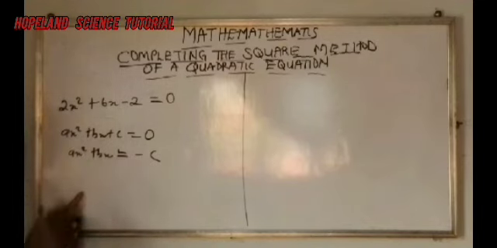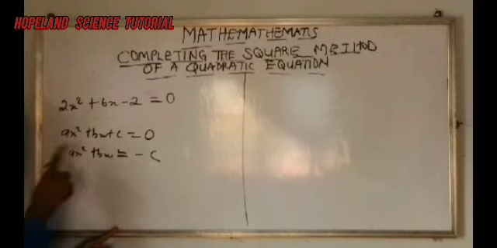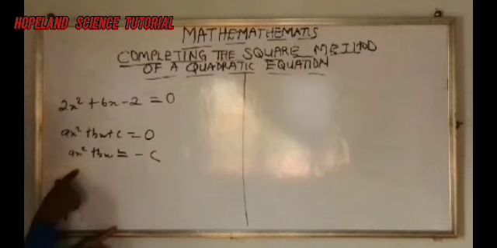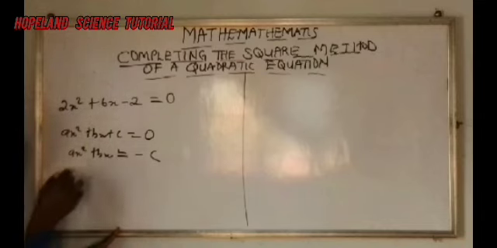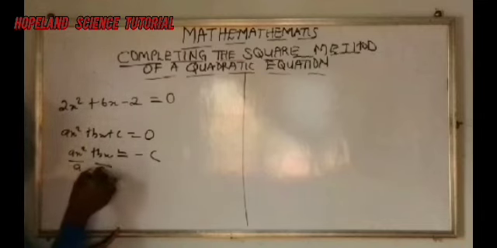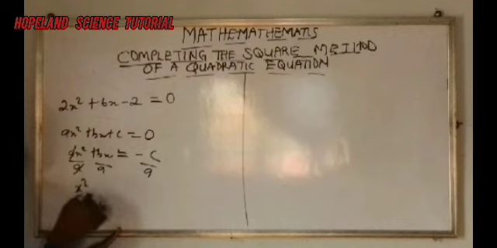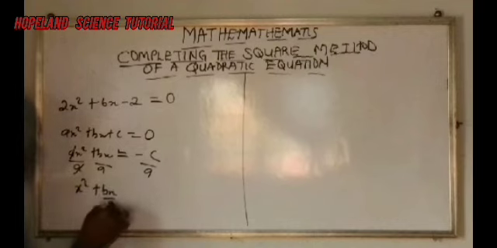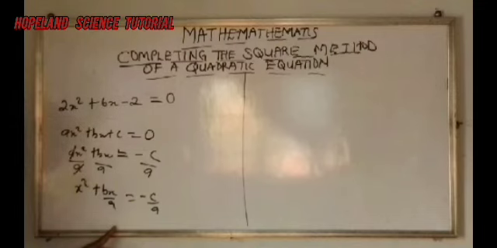The second step is that I'll try to make a unity. Making a unity means that I'll make the coefficient of x squared equal to 1. If it is minus 1, I'll make it positive 1. It must be positive 1. That is the second step. In doing that, I'll divide through by a, so this will cancel this and we get 1 as the coefficient. So x squared plus b over a x equals minus c over a. That is the second step.